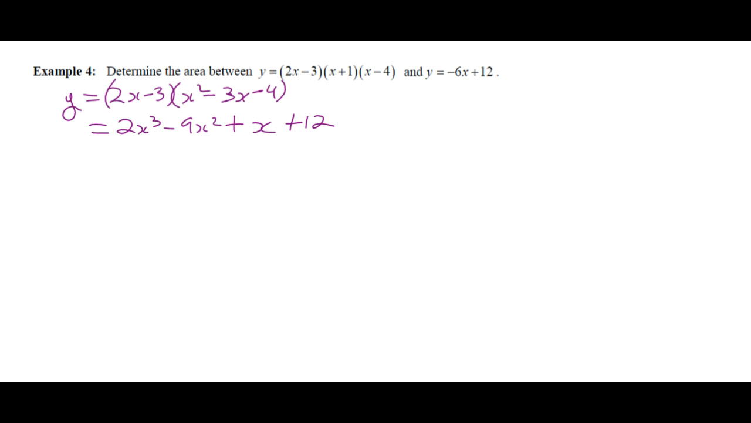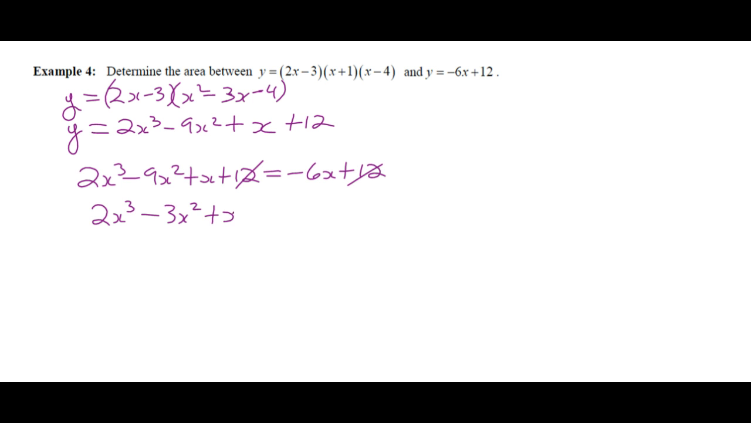Okay. Now, what we need to know is, where do these two intersect? Then we'll draw a little sketch of it just to get an idea. So we're interested in where 2x cubed minus 9x squared plus x plus 12 is equal to negative 6x plus 12. Okay, so the 12s go. So we get 2x cubed minus 3x squared plus x is equal to 0.